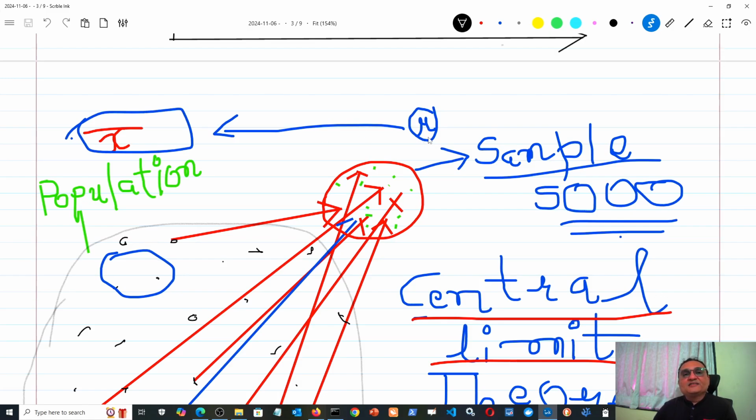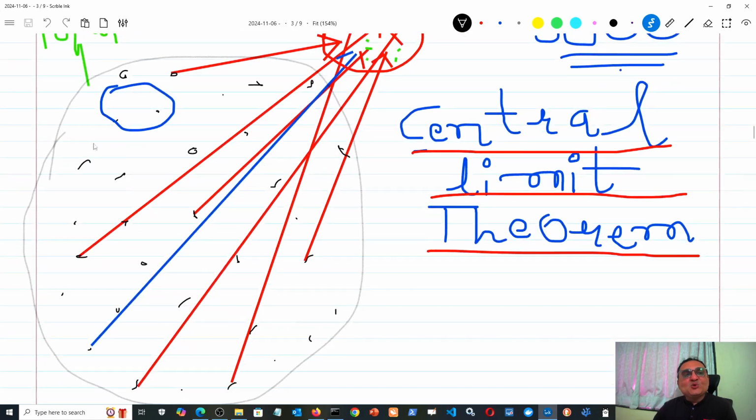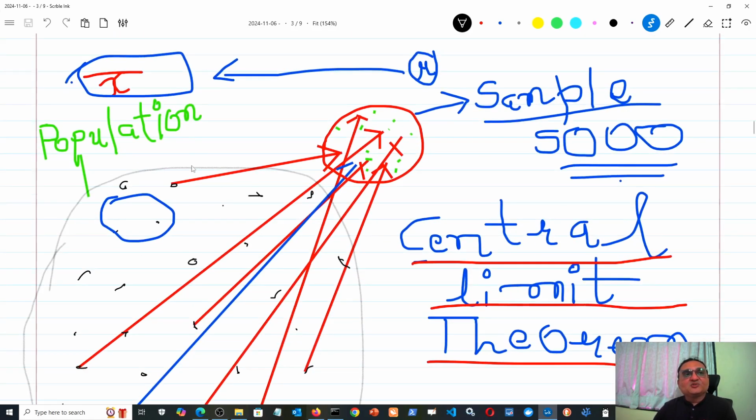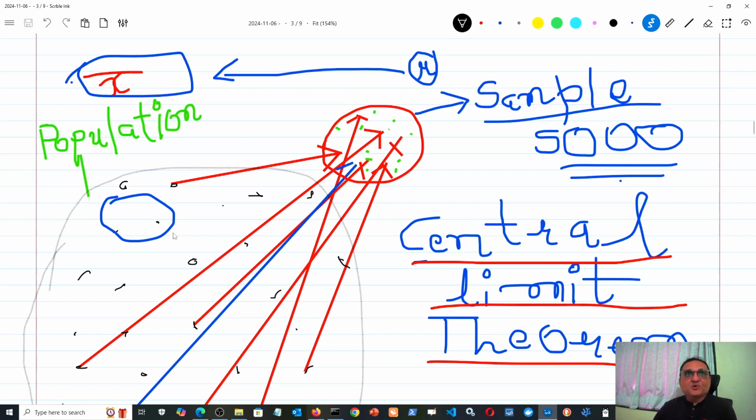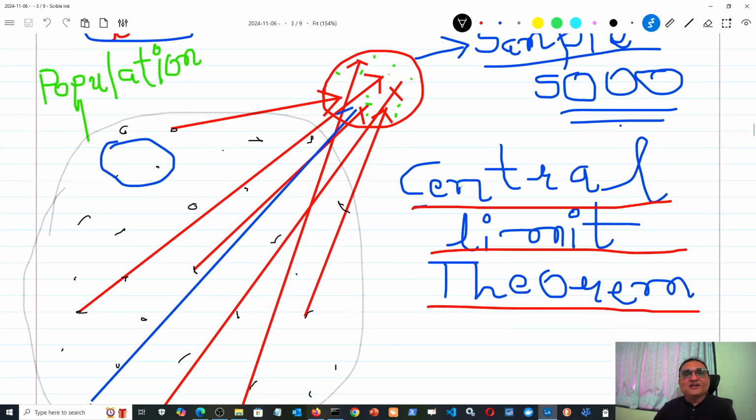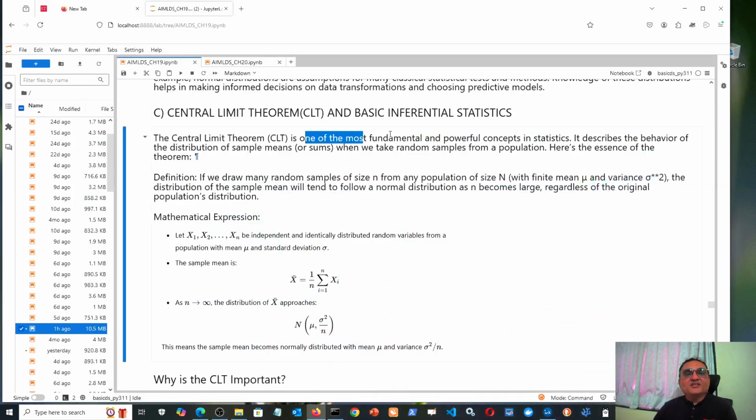As a result, you can say that there is no need to study the entire population of 2 million data sets. It is sufficient to study this sample, and all the statistical results obtained from this sample are also applicable to the population, provided certain conditions are satisfied. This is what is guaranteed by the central limit theorem. So now we want to discuss in detail what that central limit theorem is and what those conditions are, right? The central limit theorem is one of the most fundamental and powerful concepts in statistics.